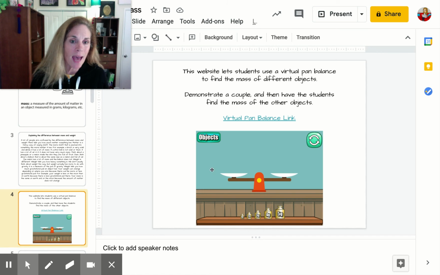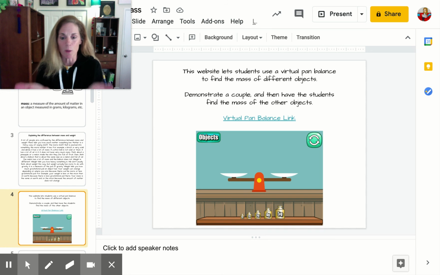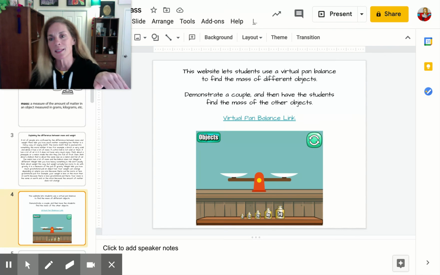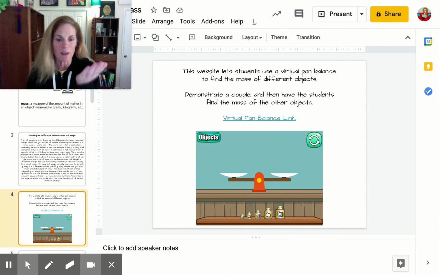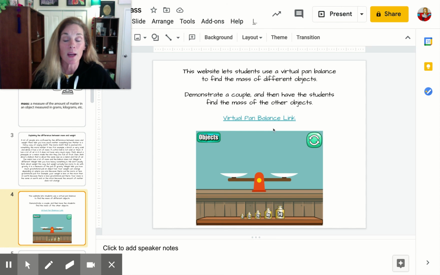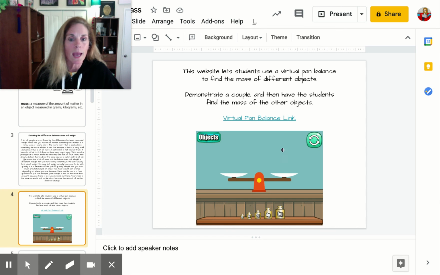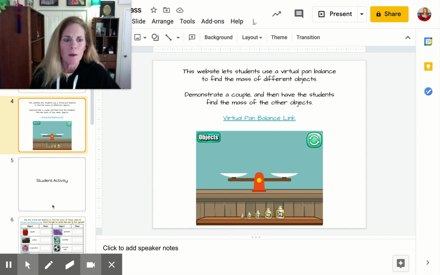All right, normally in class, we have these things called balance pans, or a pan balance. It looks a little bit like this thing. And in class, we get to experiment with putting things on one side and then putting mass on the other side to figure out how much mass the thing has. But in class or in virtual land, we're going to have to do this with a virtual pan balance.